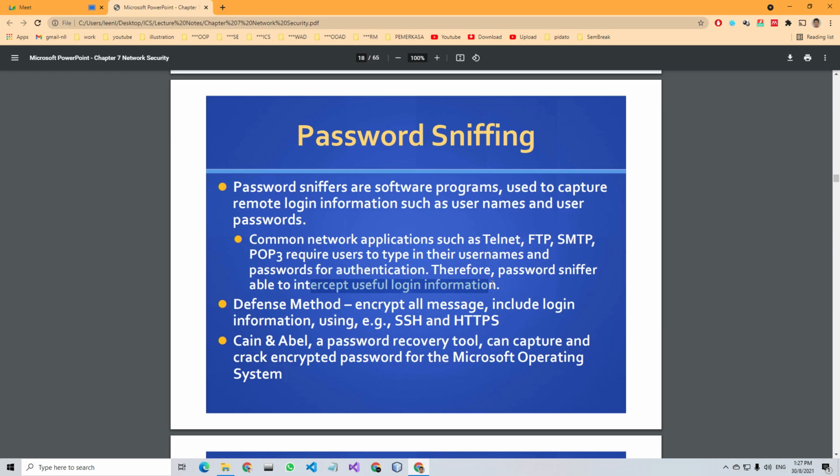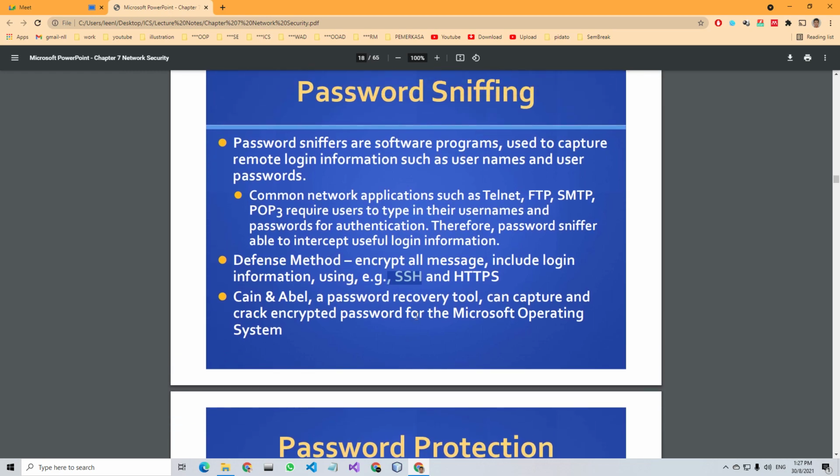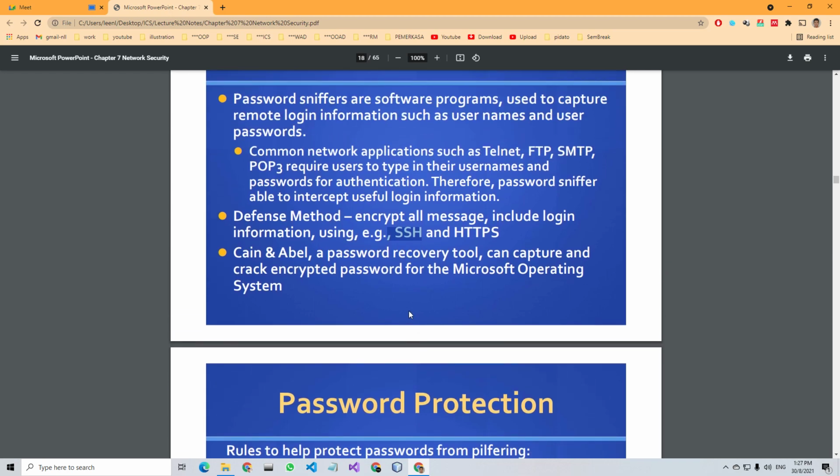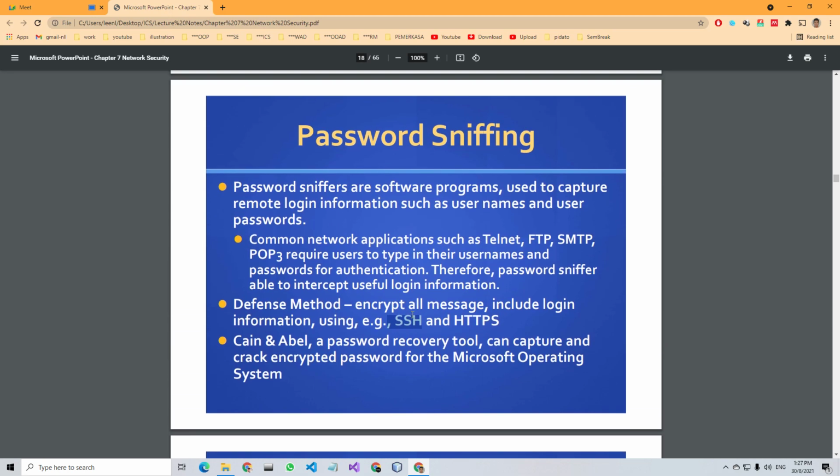The defense is SSL and SSH, employing asymmetric cryptography. We learned asymmetric cryptography. This SSH security protocol will keep personal information private during transmission.